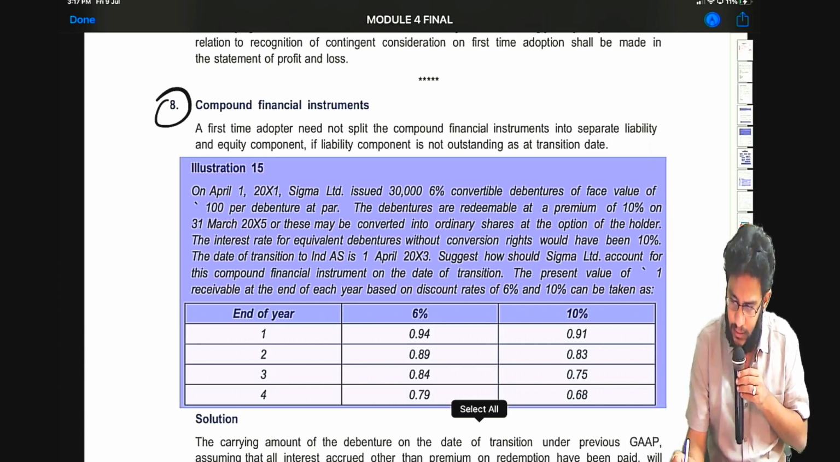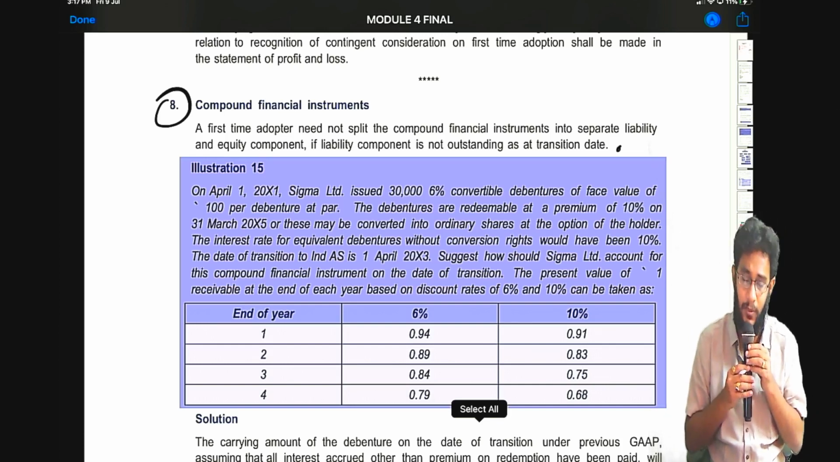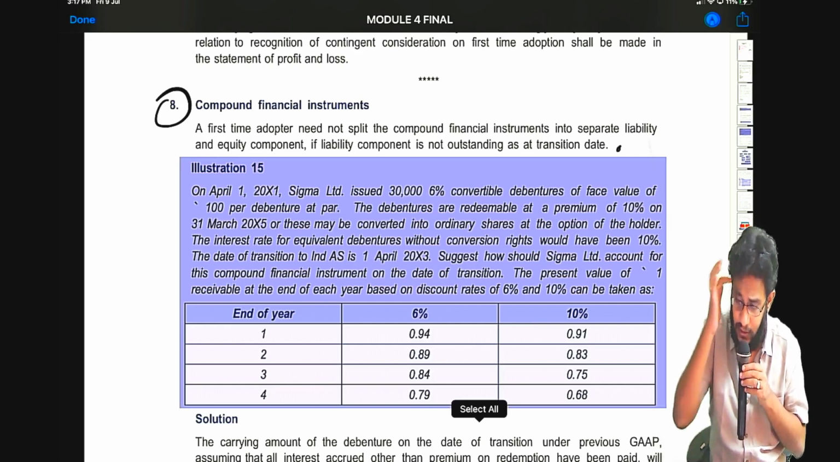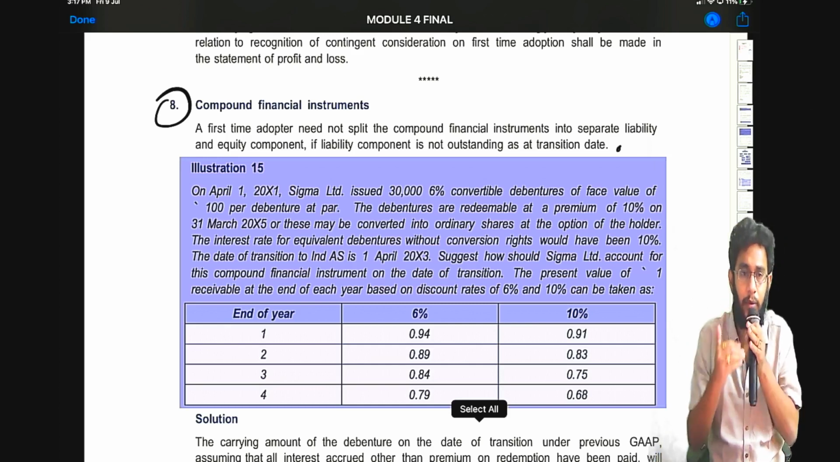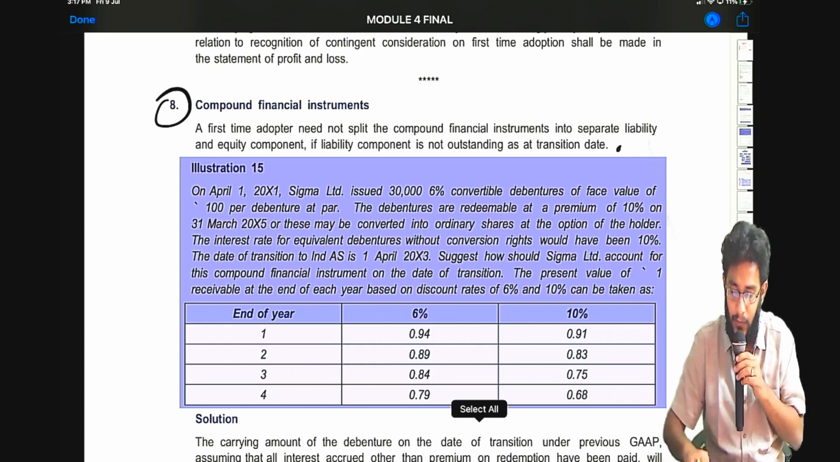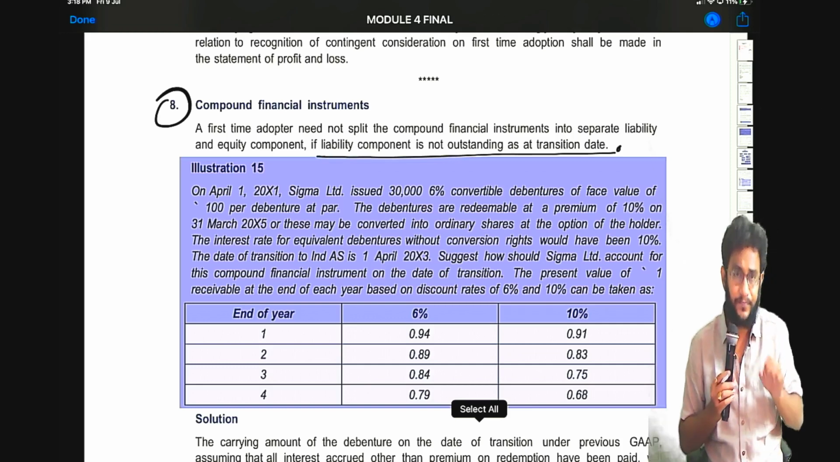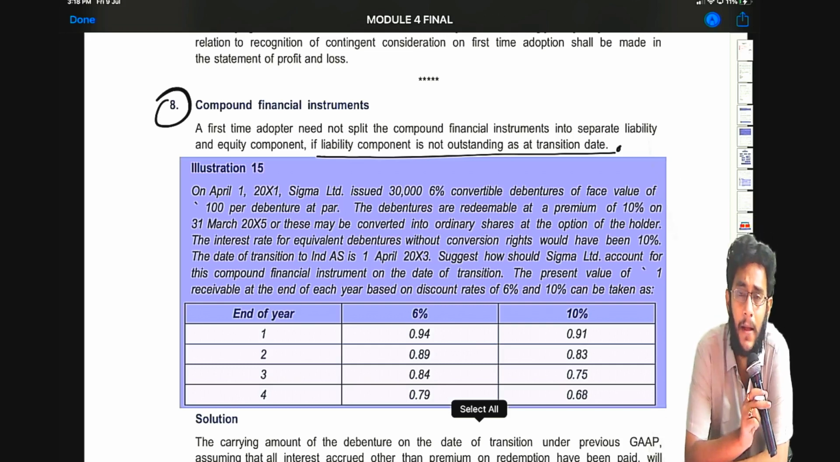Now, in this, they have given only one line of explanation, and after that they have thrown up an example. In that also one correction has to be made. Anyway, let's read what they have given. A first-time adopter need not split the compound financial instrument into a separate liability and equity component if the liability component is not outstanding on the transition date. That means this is the exemption given, sir. I hope you are able to understand. The exemption is if all the contractual payments have been made. That means there is no liability component outstanding on the date of transition.